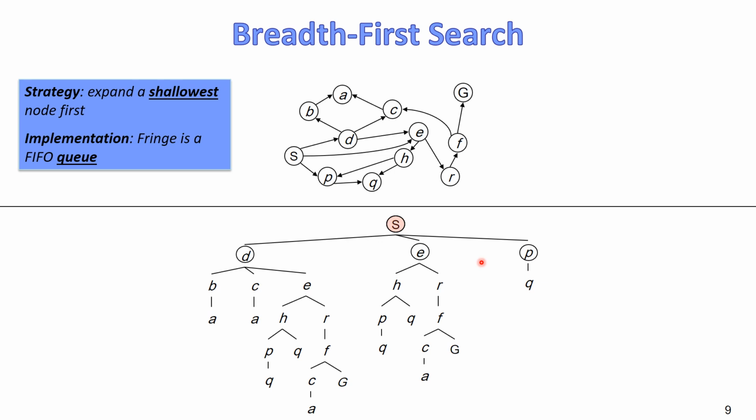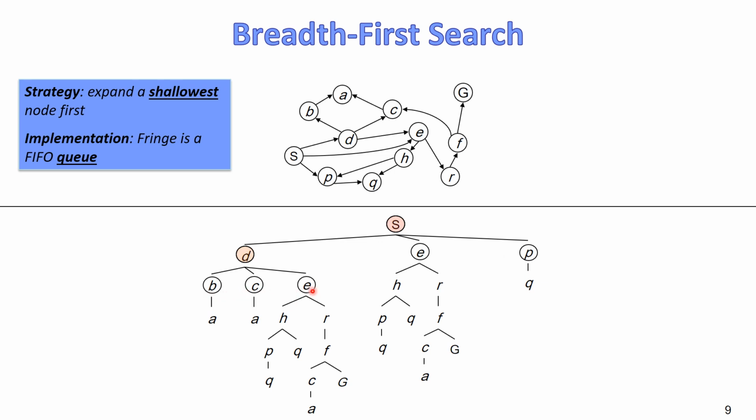In DFS, we go deep. We expand the deepest one, so whatever we expand will be the deepest, and we expand it again and again. But in BFS, we select the shallowest one, the one that has the least depth first. So let's see what will happen if we do that here. Here we have D, E, and P. Of course, all are at the same depth, so we will arbitrarily choose D to be expanded to B, C, and E.